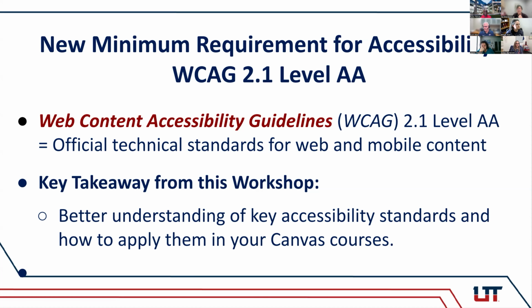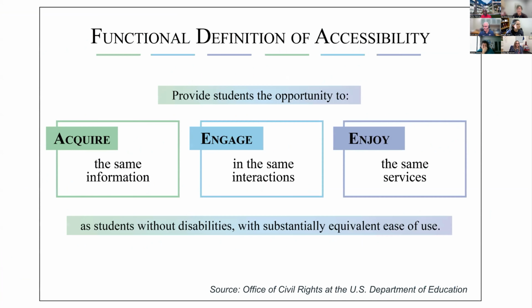We're hoping your key takeaway is a better understanding of these key accessibility standards and how to apply them in your Canvas courses. Accessible means a learner with a disability is afforded the opportunity to acquire the same information, engage in the same interactions, and enjoy the same services as a learner without a disability, just as effectively, within the same time frame, and with substantially equivalent ease of use.